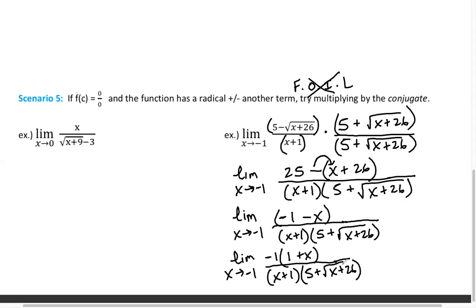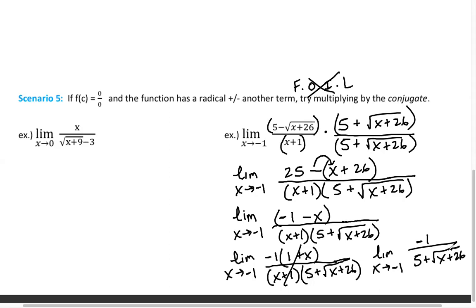Now, note that, in another life, maybe I'll have good handwriting. This is embarrassing. Okay, we'll just leave it like that. All right, now you'll notice that 1 plus x is the same as x plus 1. You can just flip them around. They're commutative. So these cancel. So we're left with the limit as x approaches -1 of -1 over 5 plus the square root of x plus 26. Okay?